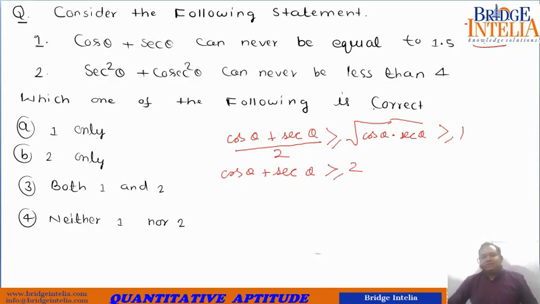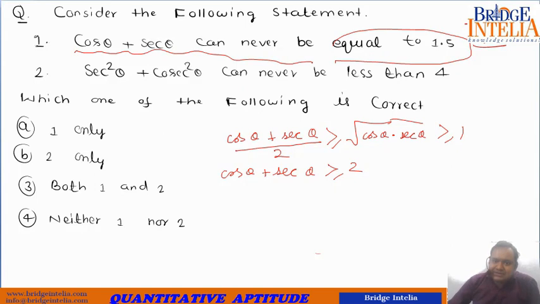So if it is always greater than or equal to 2, then it is actually correct to say that it can never be equal to 1.5. That means the value can never be less than 2. So if the value cannot be less than 2, then how will it be equal to 1.5? So it is telling the correct thing to us. Yes, it can never be equal to 1.5.